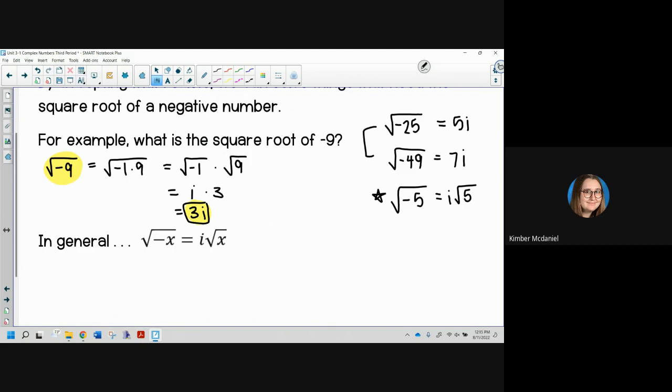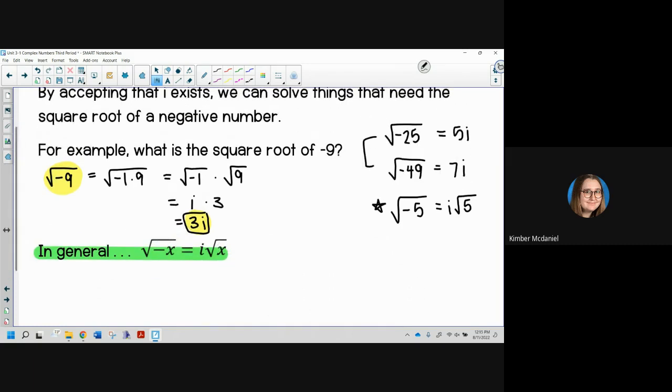So in general, and I want you guys to write this down, the square root of negative x equals i times the square root of x. This is something we are going to work on in today's lesson, as well as in future lessons. But anytime you have a negative number underneath your square root, you pull the negative out and put i up front. And once you have that down, put your pencil down for a brief moment.